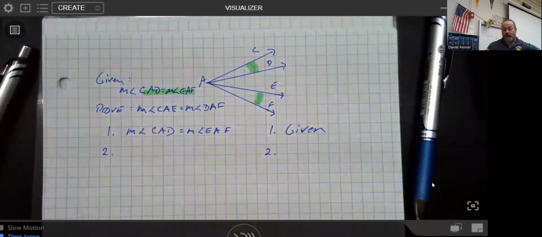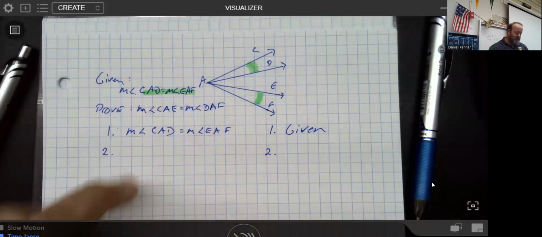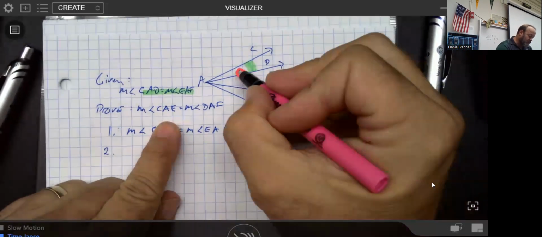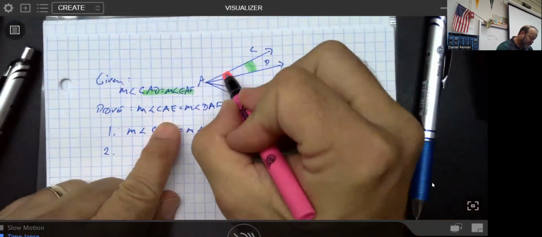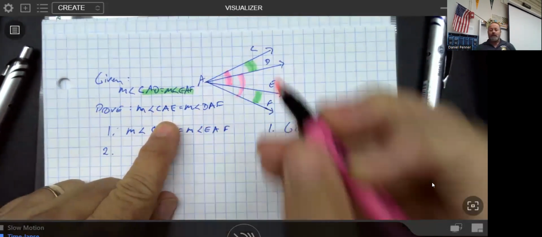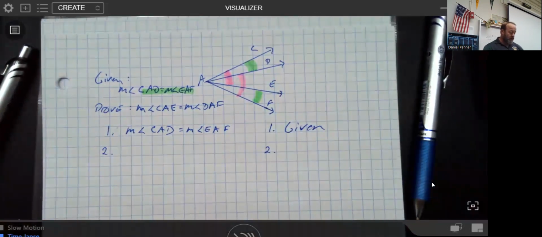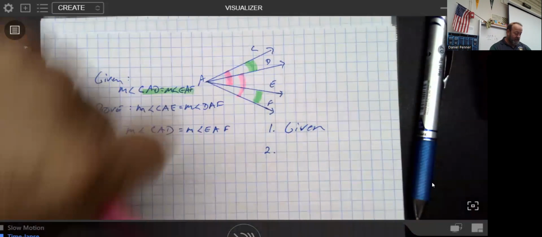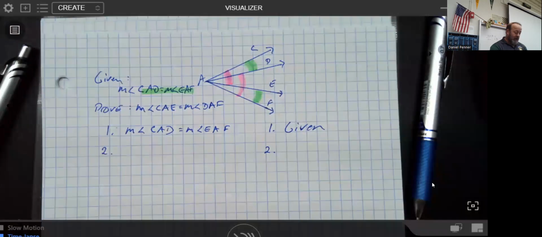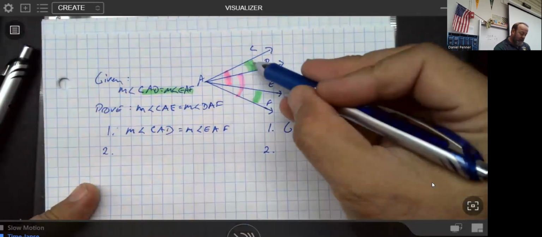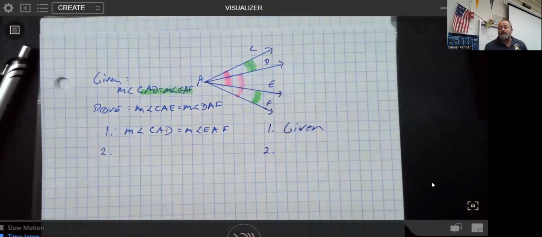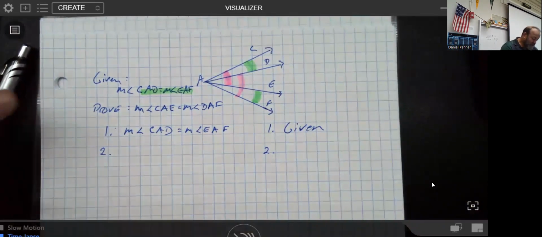Now I'm going to change my color here just to demonstrate it. But now it says, let's use that information to prove that CAE, which will be this angle right here, is the same as DAF, which would be this angle right here. Well, you can kind of see what happened. How would you turn angle CAD into CAE? I think we would need to add this little angle in the middle. See, if I took the green angle and added a little bit, I could get it into this one. But if I added this, I basically need to add the same thing to both sides, right? So that's what we're going to do.